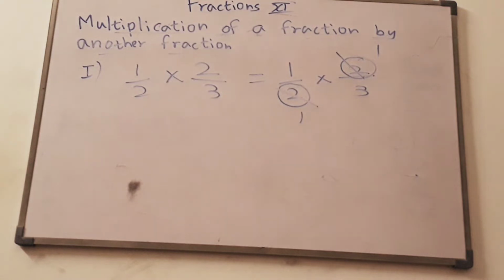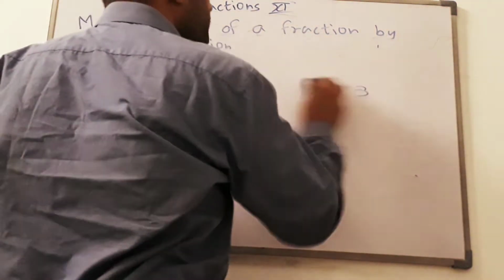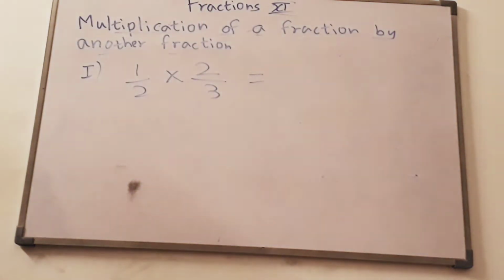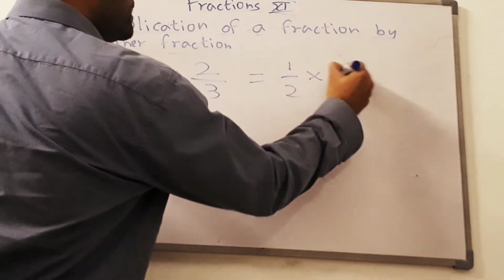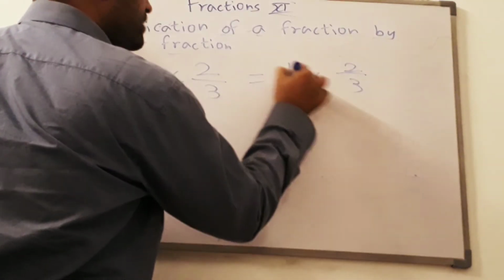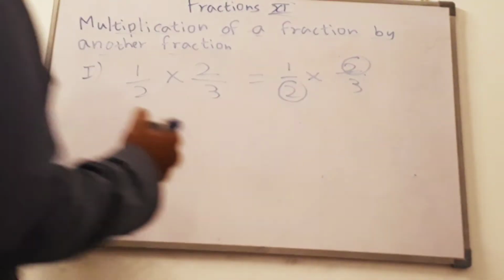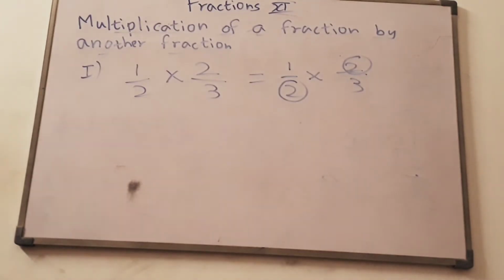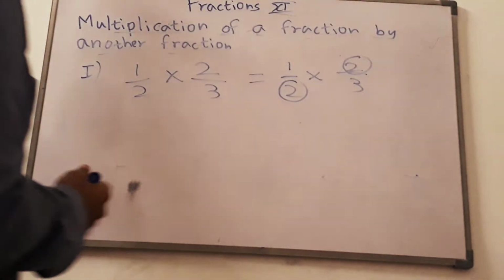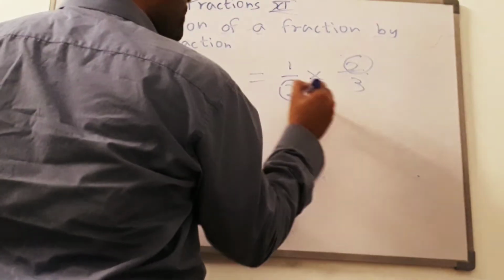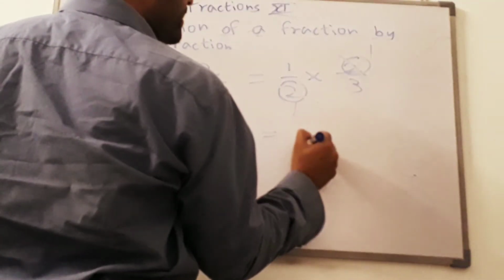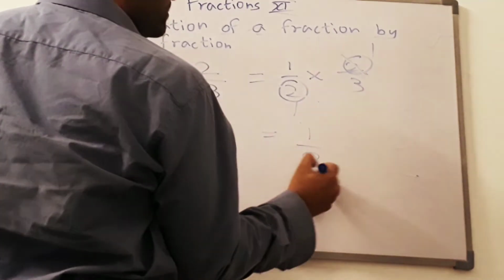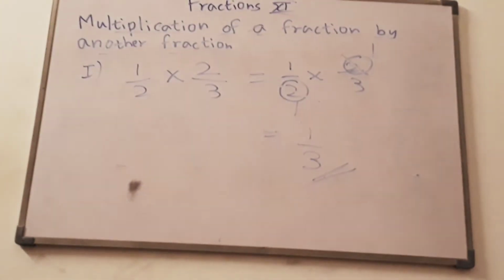Again, like in multiplication of whole numbers, we can find common factors here. Half times 2/3 means there's 2 here and 2 there. So we can simplify those as 2 is a common factor of both these 2's. 1 2 and 1 2. 1 times 1, 1, 1 times 3, 3. So answer is 1/3 here.